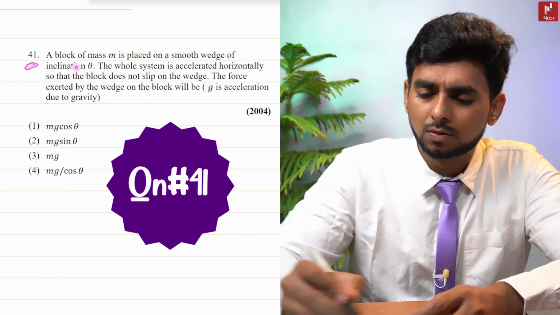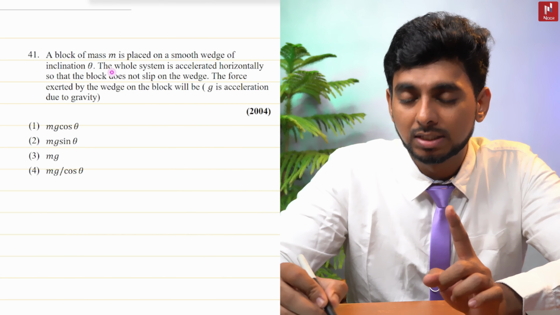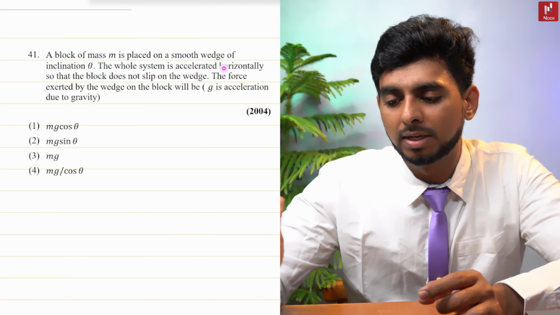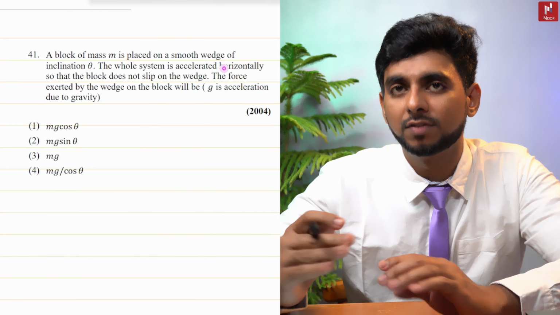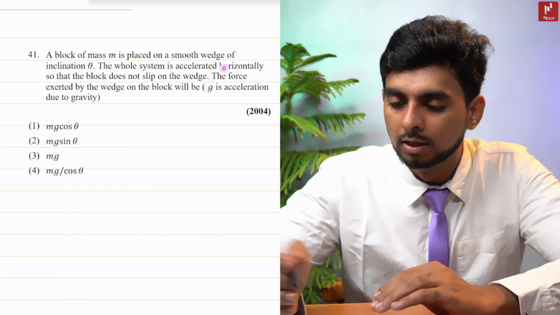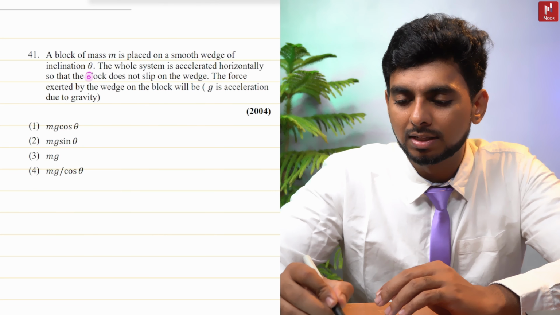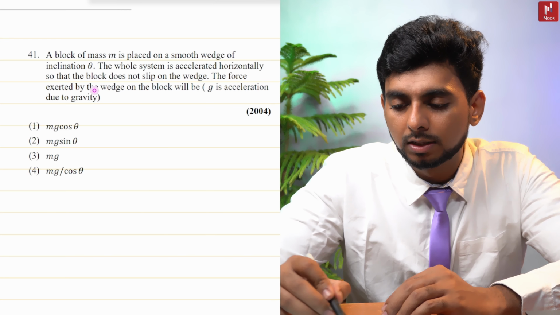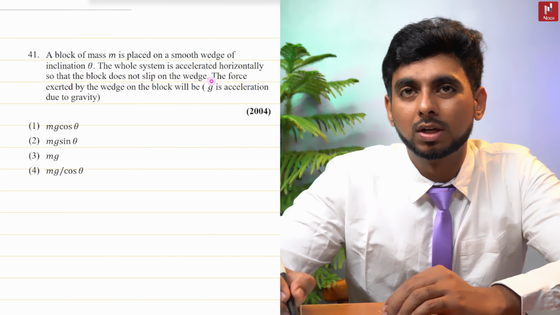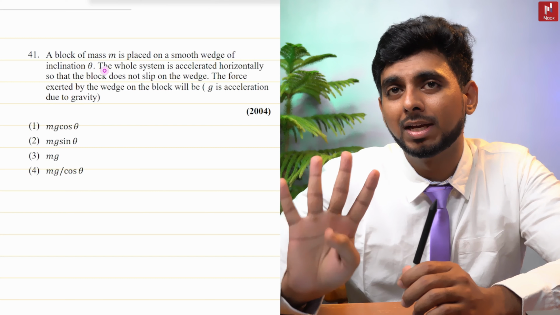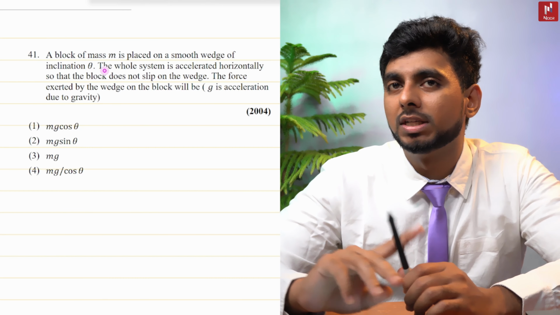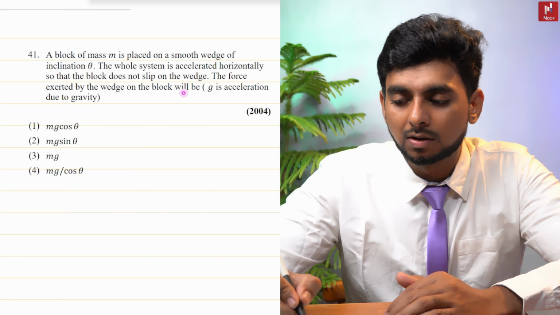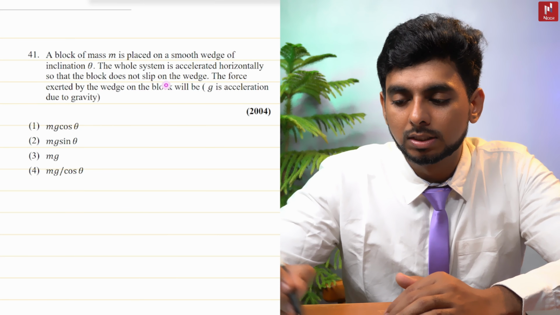In this question they have given you a block of mass m placed on a smooth wedge, which means there isn't any friction between the surface and the block. The wedge has inclination theta. The whole system is accelerated horizontally so that the block doesn't slip on the wedge. This is the fourth case we saw related to fictitious forces.